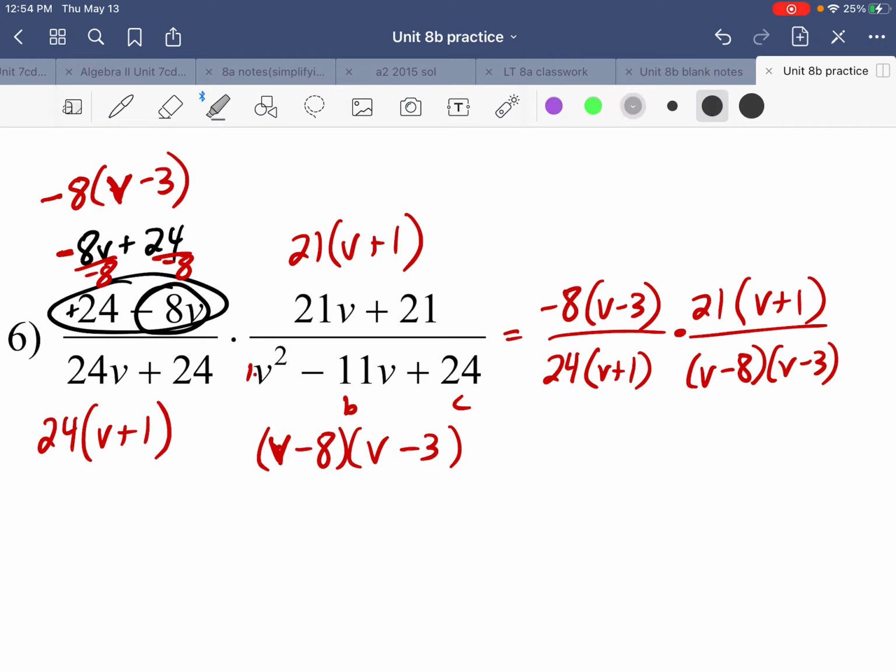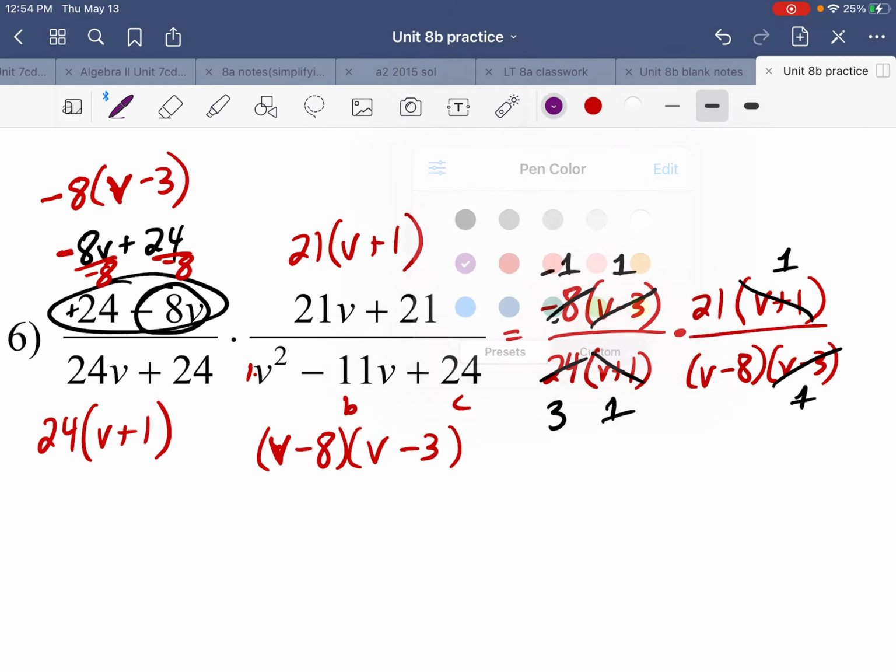And we'll see what's in the numerators and denominators that we can simplify. We have v minus 3 and v minus 3, that's 1 over 1. V plus 1 divided by v plus 1 is really 1, same thing divided by itself. Let's reduce negative 8 over 24, divide both by 8. And then 21 over 3, we can reduce those. 21 divided by 3 is 7, 3 divided by 3 is 1.